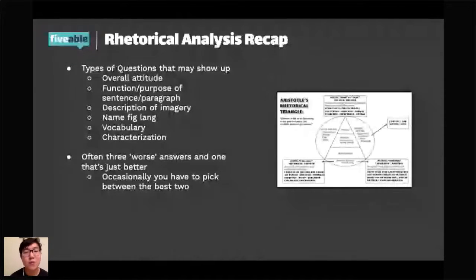As you can see, the types of questions that can show up are overall attitude, the function or purpose of a sentence or paragraph, the description of imagery, naming figurative language, vocabulary, and characterization. As I mentioned earlier, there are often 3 or 4 worse answers, and there's one that's just the best answer. Sometimes you have to pick between the best 2. Also remember that I typically like to annotate and then read, but some people like to look at the questions first and then answer. It's personal preference. The strategy that yields you the quickest and most effective results is the one you should keep doing.